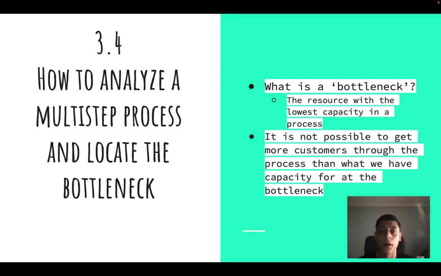According to the book, a bottleneck is a resource with the lowest capacity in a process. In its most simple form, a bottleneck is a part of the process that causes the system to slow. You can only serve as many customers as your bottleneck allows. This is known as the capacity. It is not possible to get more customers through the process than what we have capacity for at the bottleneck. So, to find the bottleneck, we must calculate the capacity for each process in the process flow.